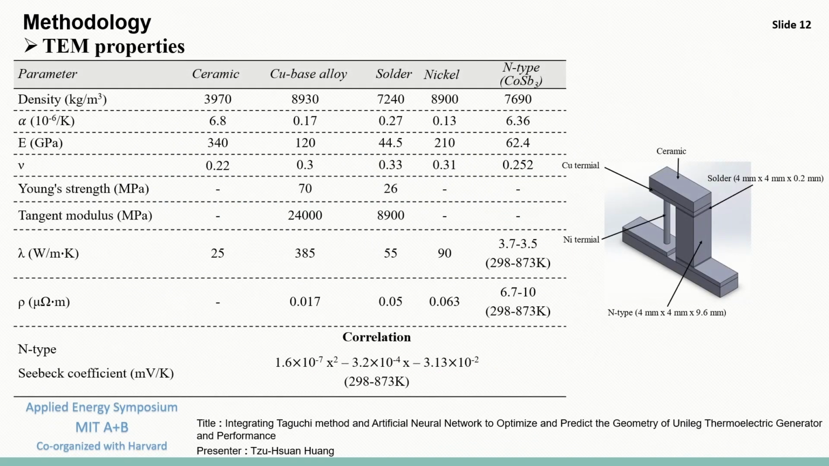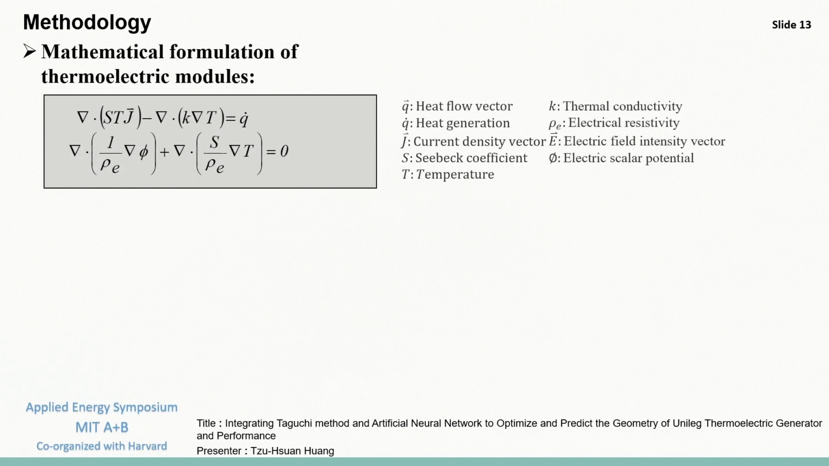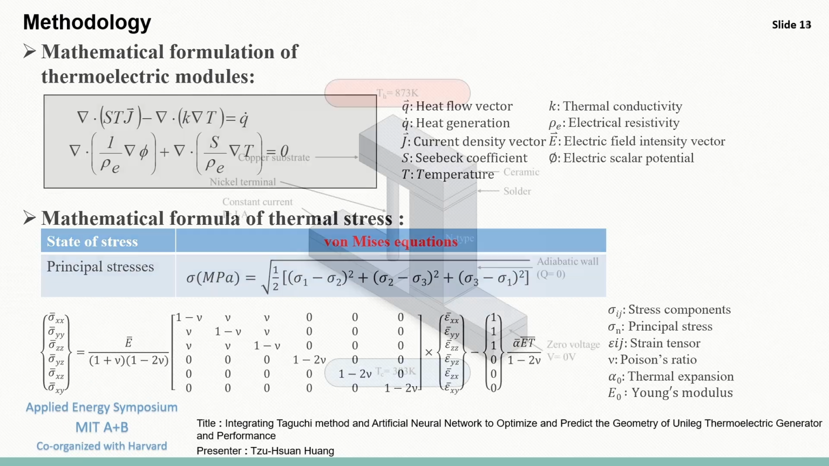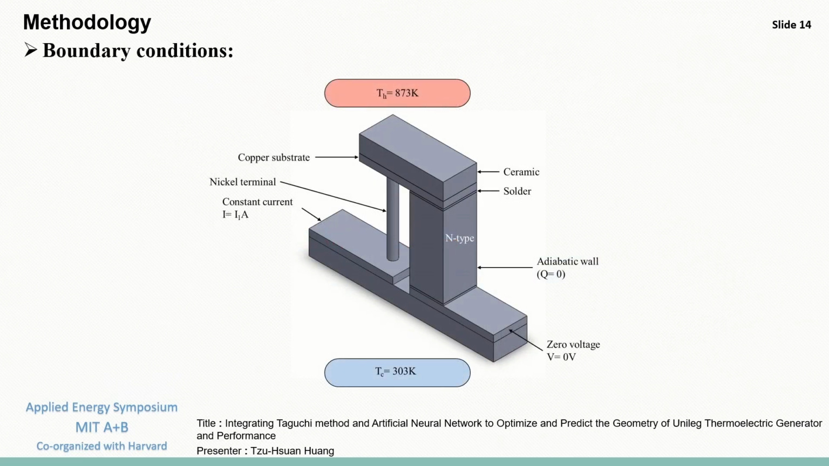Here we show you the properties of the thermoelectric material. And here we show you the mathematical formulas of the thermoelectric module and the thermal stress in this study. And there are the assumptions and the boundary conditions. The important boundary condition is that the temperatures of the hot and cold sides are set as 873K and 303K.